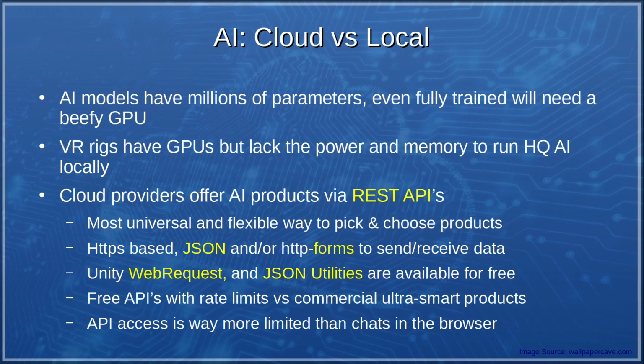Cloud providers have their AI products, and the most common API they provide is the REST API. And REST API is web-based, so you could use Unity web requests to send and receive information. Most of these REST APIs work with JSON. Right? So if you want to send or receive text, most of the time that will be in a JSON format. And there's JSON utilities in Unity as well, which we could leverage for free.